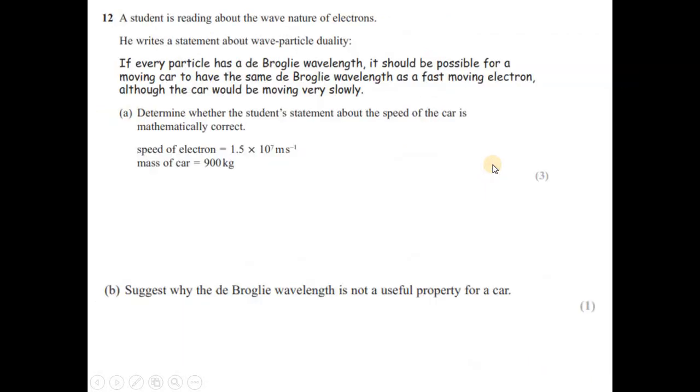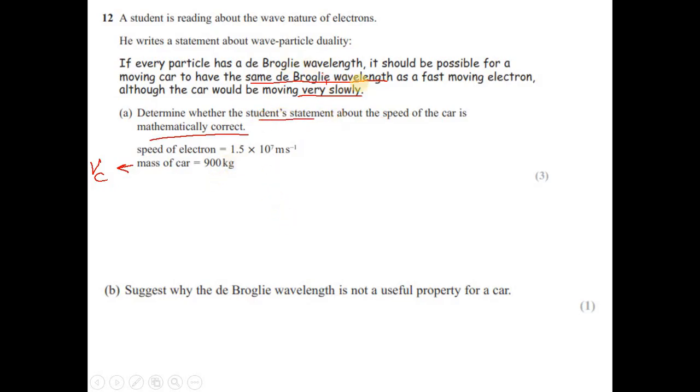A student is reading about the wave nature of electrons. He writes a statement about wave particle duality. If every particle has a de Broglie wavelength, it should be possible for a moving car to have the same de Broglie wavelength as a fast moving electron. Although the car would be moving very slowly, determine whether the student's statement about the speed of the car is mathematically correct. The speed of the electron is given, mass of the car is 900 kilograms. So in fact, we need to figure out the velocity of the car, Vc, whether it is in accord with the student's statement.